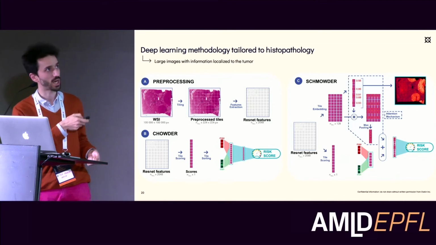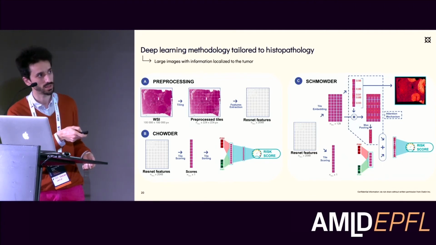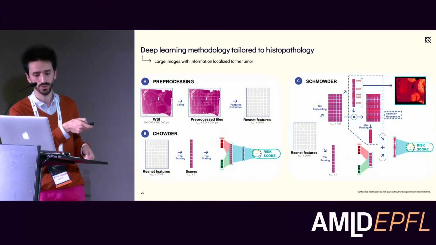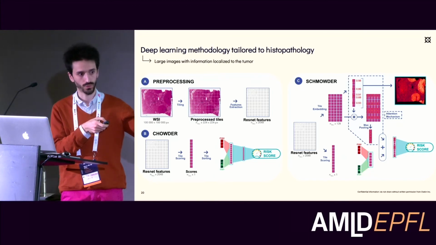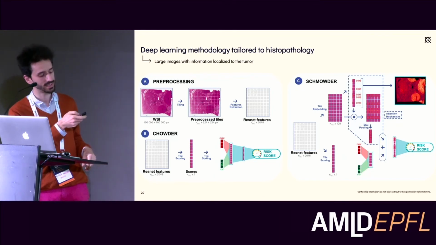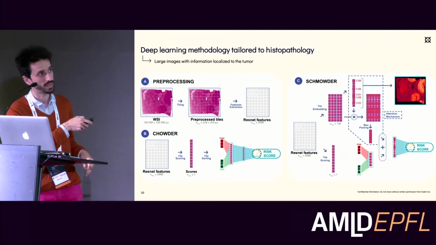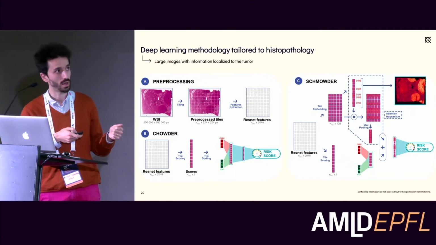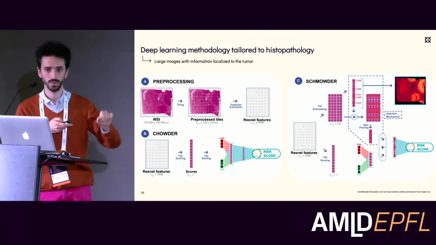And so that's Chowder, and we have a variant here that has the same idea, where in the end we only use a few tiles because the information is localized, so we want to focus on where the information is. There's also another branch of the deep learning network with an attention mechanism that can take into account the annotations on the slide, if we have annotations.